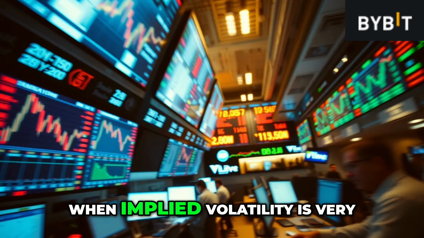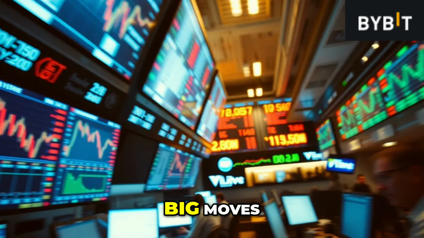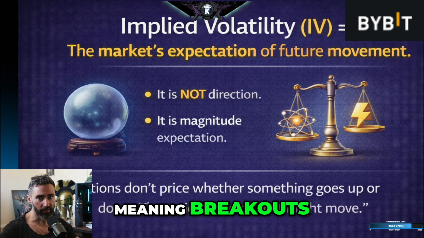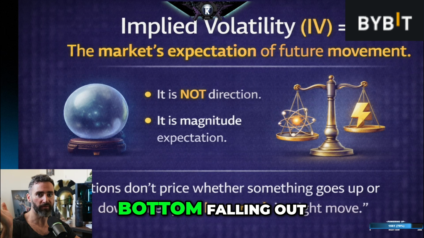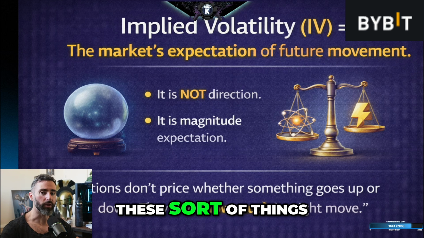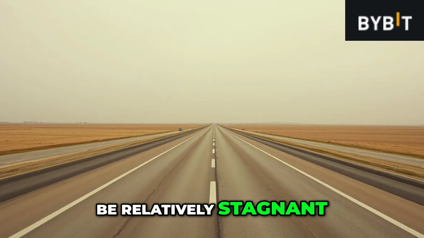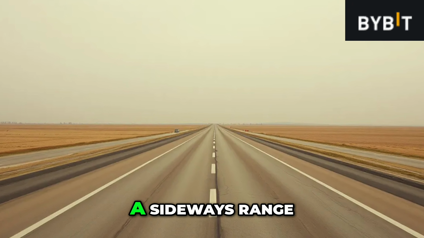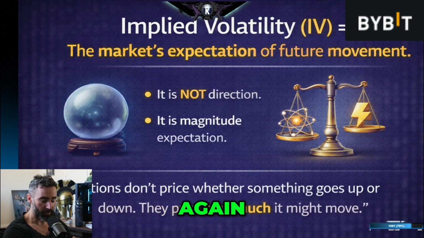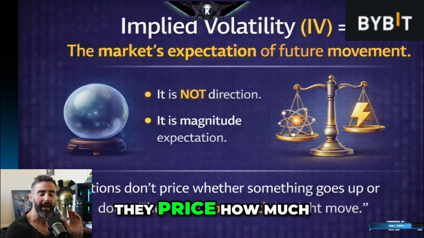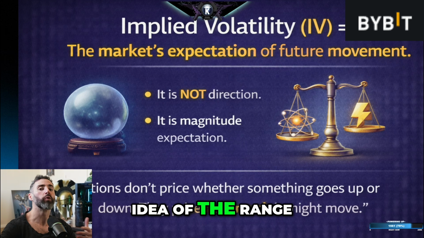Generally speaking, when implied volatility is very high, things are very volatile. Thus, we can expect big moves, meaning breakouts, meaning parabolic blow-off tops, meaning catastrophic, bottom falling out, black swan bottoms, these sort of things. And of course, when volatility is very low, we expect things to be relatively stagnant, relatively boring, and generally trading in a sideways range. So options don't price whether something goes up or down. Again, I really want to hammer in that point. They price how much it might move. How much it might move. This gives you an idea of the range in essence.